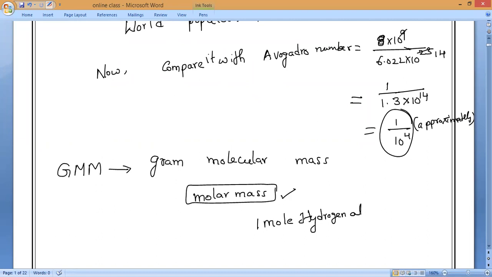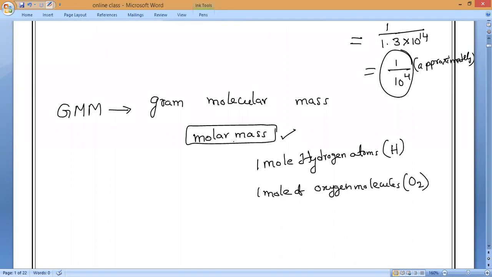1 mole of hydrogen atoms. Okay. I have given 1 mole of oxygen molecules. Can you tell me what hydrogen atoms means, H or H2? Anyone? Hydrogen atoms. Abhirami? H. Oxygen molecules means what will come, Hari? O2. Okay. So now what do you mean by molar mass?